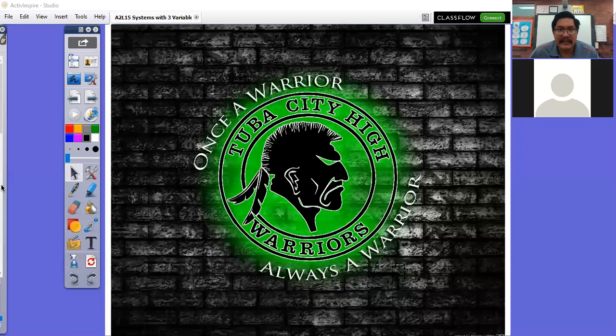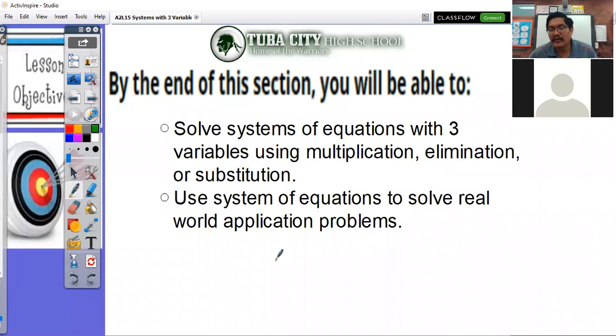What we're doing today. So we've been working with systems of equations all week, and now we're going to do systems of equations with three equations or three variables. And we can use any of the methods we've had, multiplication, elimination, or substitution. Although with three variable systems of equations, it's usually best to use elimination. So let's use those methods to solve systems of equations in real world application problems.